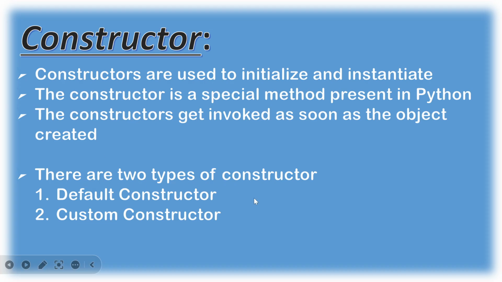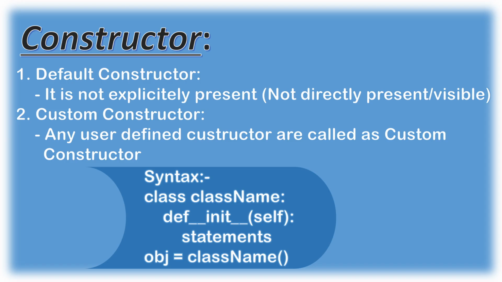There are two types of constructor. One is default constructor, another one is custom constructor. Let's see what is default constructor. Default constructor is nothing but it is not explicitly present. That means not directly present or visible. Next is custom constructor. Any user defined constructor is called a custom constructor.